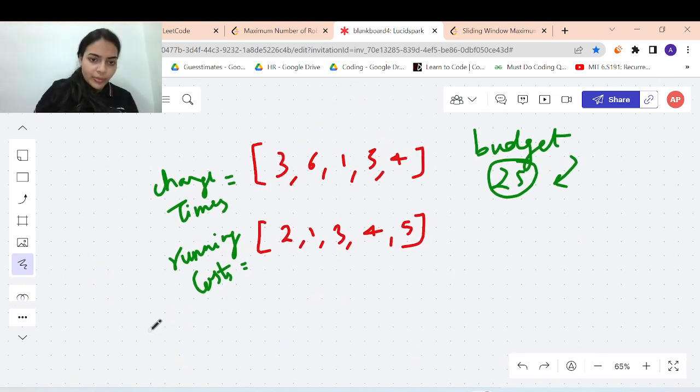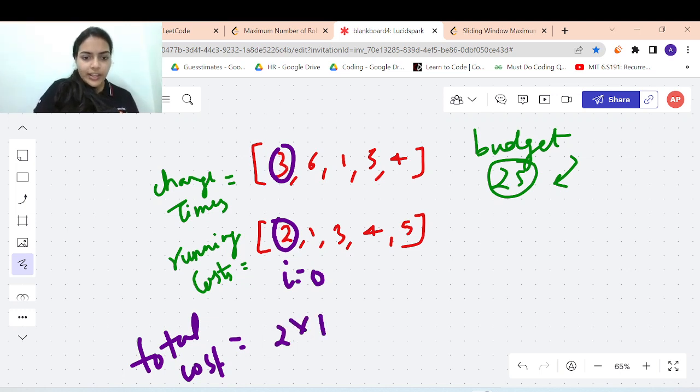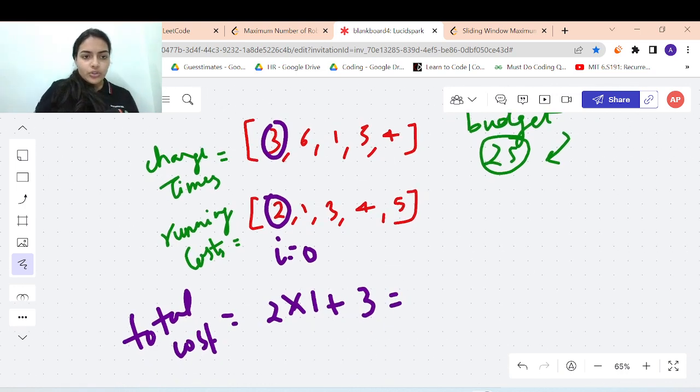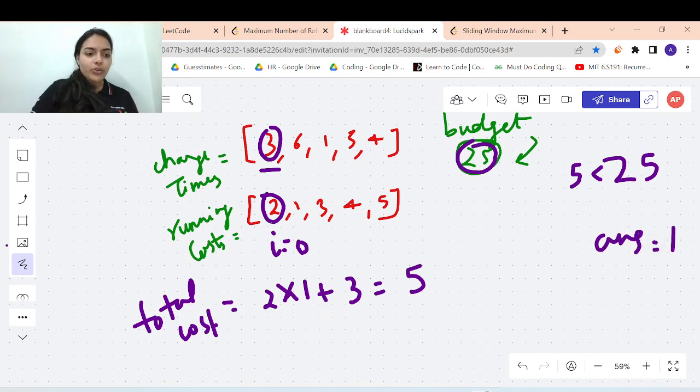So we are going to start from the very first, right? So let me start from i equal to 0. So we are going to take the first element. So what is the total cost now? Let me write the total cost variable below. What is the running cost now? It is simply 2 into 1, right? There is only one element which we have taken, and the charge time is equal to 3. So the maximum element is only one element, so that is 3. So the total cost is 5. 5 is obviously less than our budget 25. So in our answer we can store 1. At least we have found one element, right?